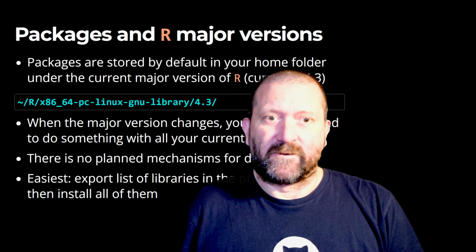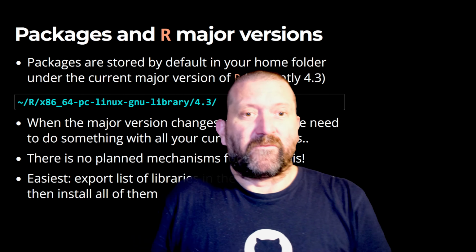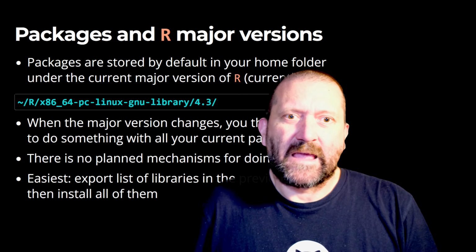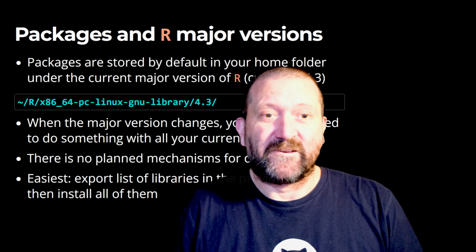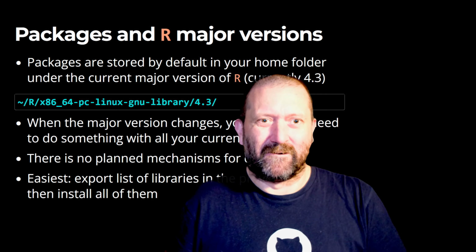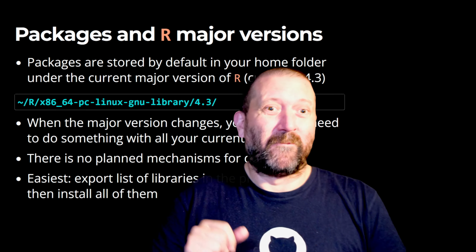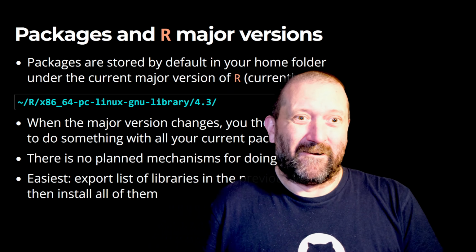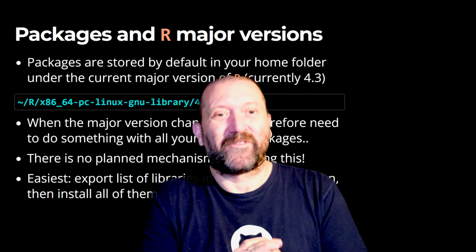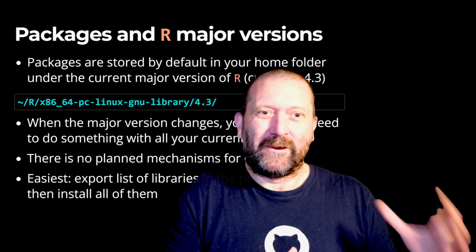And then it's going to make a directory R and then a subdirectory that is going to be related to the architecture you're using. So you can see here I'm on a Linux box, and then a subdirectory with the major R version. When that version changes, essentially every year, roughly, then all the packages that were installed under 4.2, for instance, cease to be used. And so there's, interestingly, no general mechanism planned for doing an upgrade.